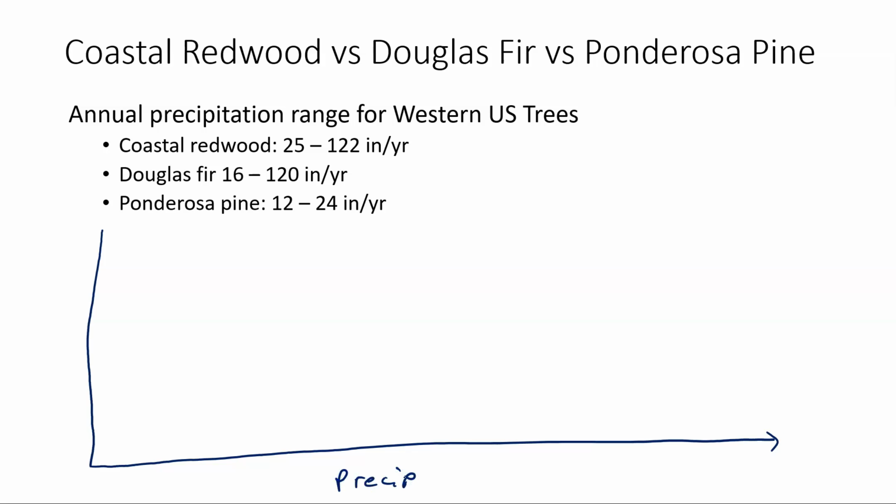Now keep in mind, this is just precipitation. There are temperature tolerances that are different for these organisms as well, but we're just going to go purely off of precipitation. So we have precipitation amount, and then our y-axis is going to be abundance.